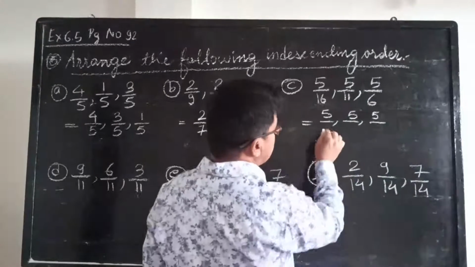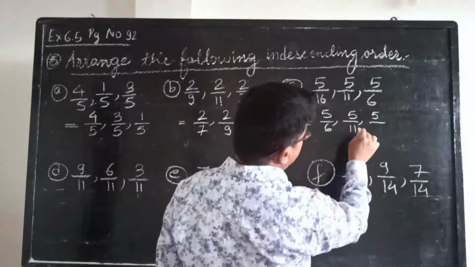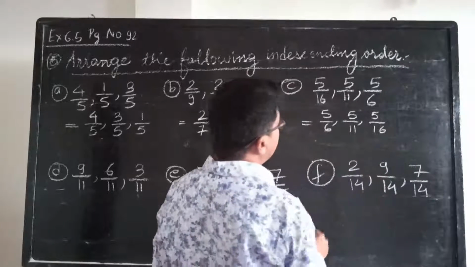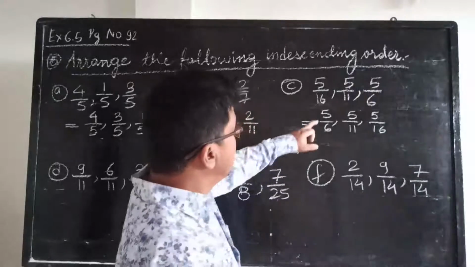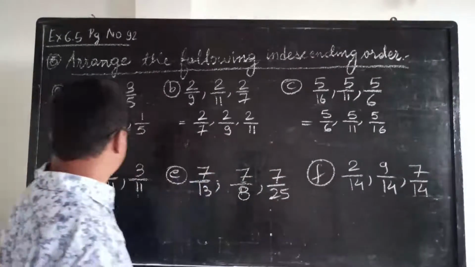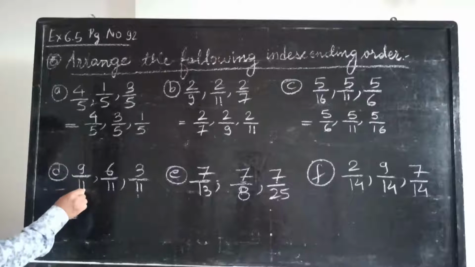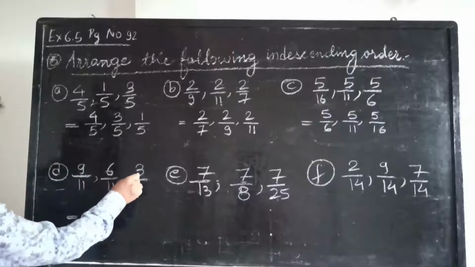Which is the smallest? 6. 16 and 11, which is smaller? 11, and the last one is 16. So when you write in descending order, it will be 5 upon 6, 5 upon 11 and 5 upon 16. Now look at D. 9 upon 11, 6 upon 11 and 3 upon 11.